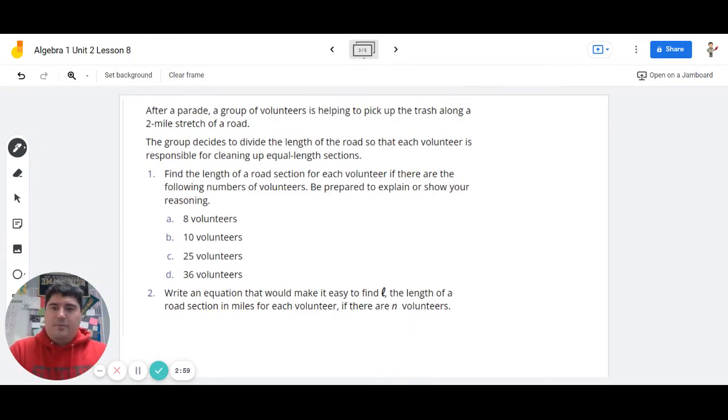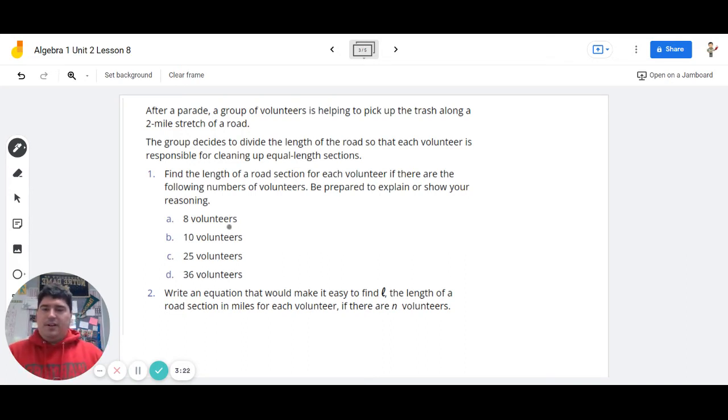After a parade, a group of volunteers is helping pick up trash along a 2-mile stretch of road. The group decides to divide the length of the road so that each volunteer is responsible for cleaning up equal length sections. Find the length of the road for each volunteer if there are the following numbers of volunteers. Be prepared to explain your reasoning.